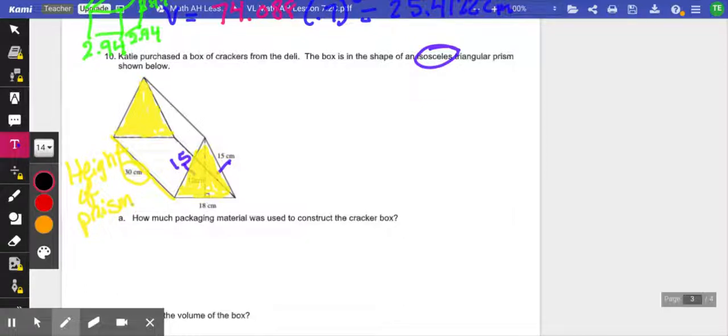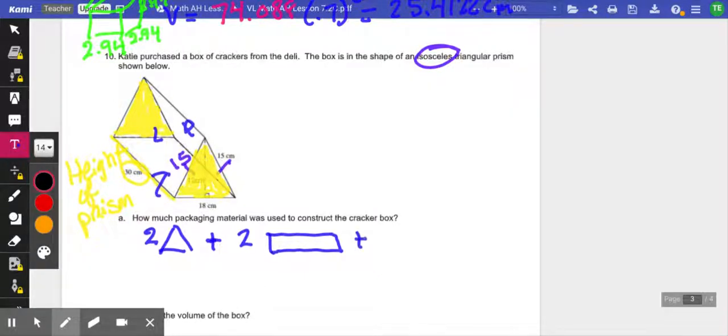Okay, so how much packaging material was used to construct her cracker box? So it's asking me for, like, if I was going to wrap it, I'd have two triangles I'd have to wrap, and I would have three rectangles, but the rectangles are not all the same shape. So I have my left and my right, those two are the same. So I'd have two of the left, right, two rectangles. And then I'd have one rectangle on the bottom. It has different dimensions, the bottom rectangle. So I have to pay attention to those things.